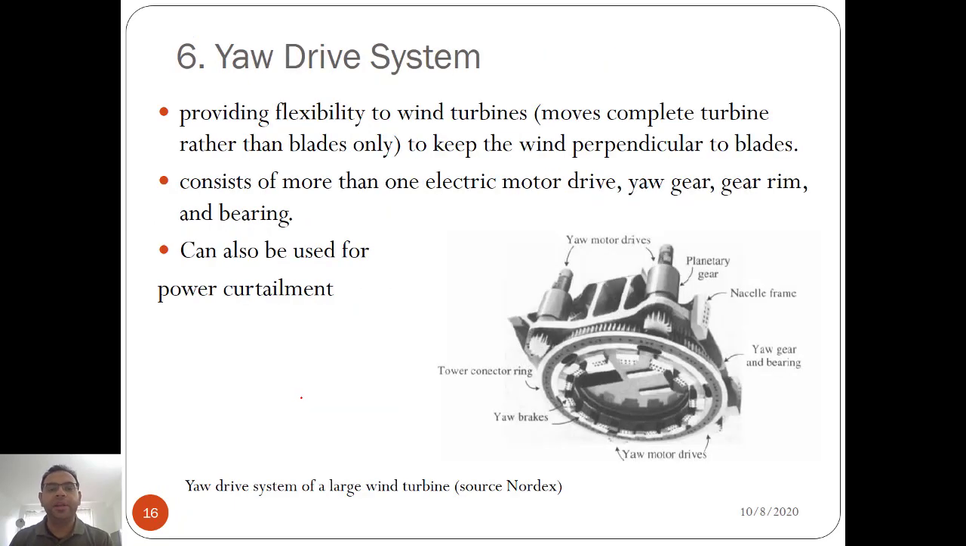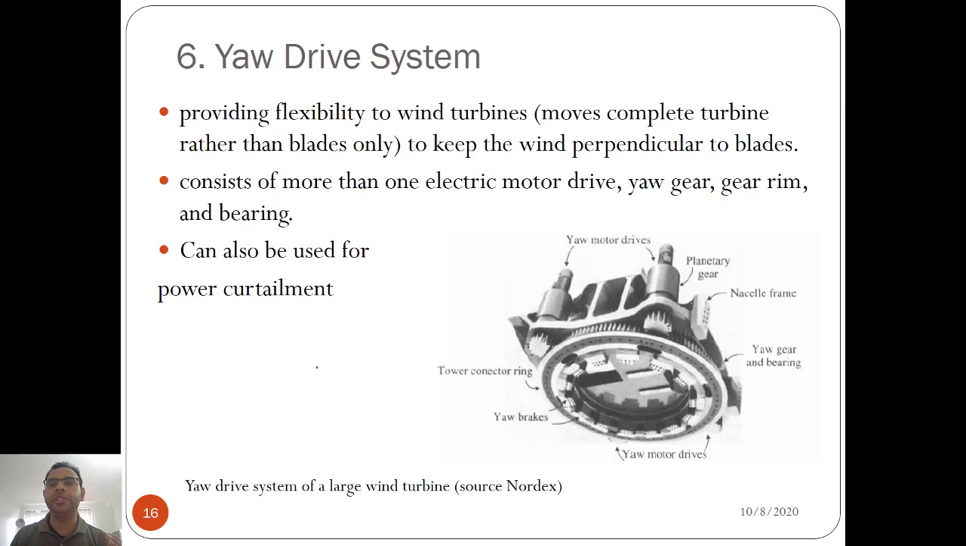The next component is the yaw drive system. So first, we discussed blades. We control the position of the blades. We control the pitch angle, and we can actually control how kinetic energy is being converted into rotational energy. But one thing is the control through the blades.